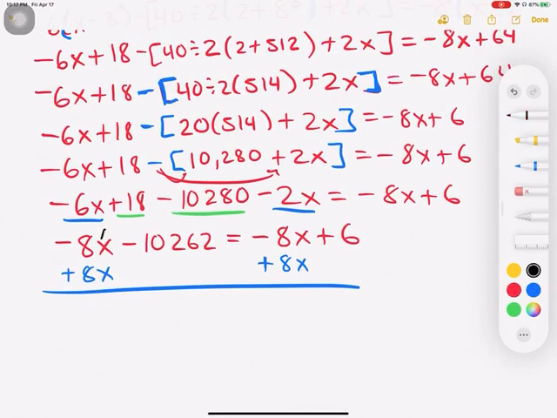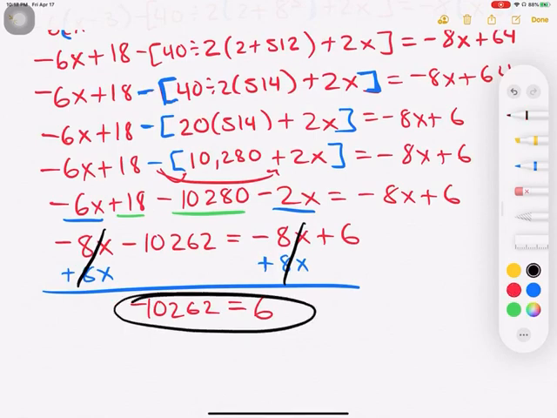Okay, so negative 8x and positive 8x cancel out. So I have this number left over. And on the right side, looks like they're also going to cancel out. So I get negative 10,262 equals 6. Now, I was trying to solve for the equation, and this is what I bumped into. So negative 10,000 is never going to be equal to 6.